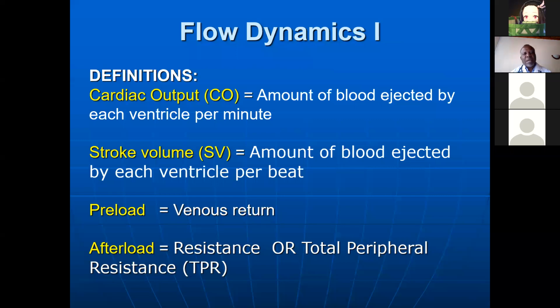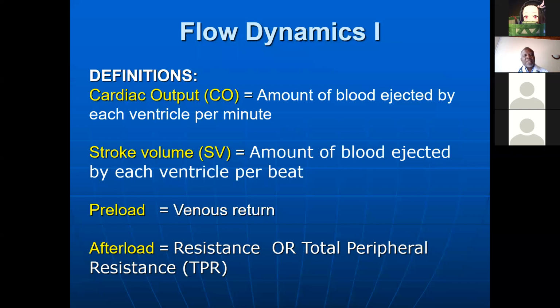It is the amount of blood ejected by each ventricle, not the heart, as a number of candidates tend to write. Then we have stroke volume. Stroke volume is the amount of blood ejected by each ventricle per beat. That's every time you have a contraction of your ventricles. There is a specific amount of blood that is ejected per beat, so we refer to it as stroke volume.